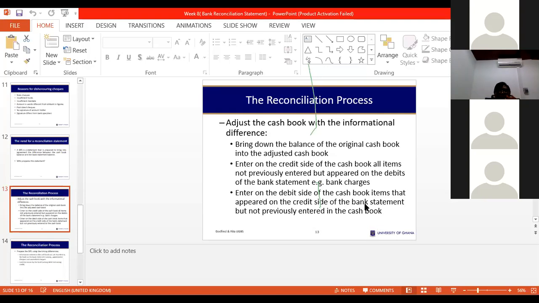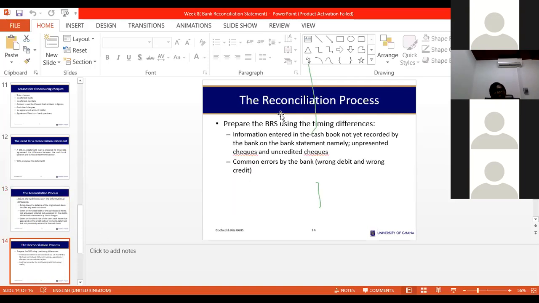So once you have finished with all items on the bank statement that do not appear in your cash book, then you have a new balance on your cash book. And that is what we refer to as the adjusted cash book balance. Okay, then you prepare a reconciliation statement.